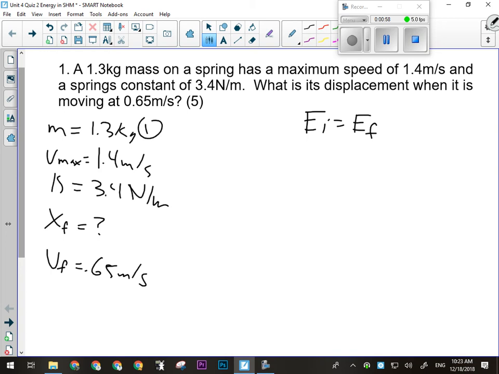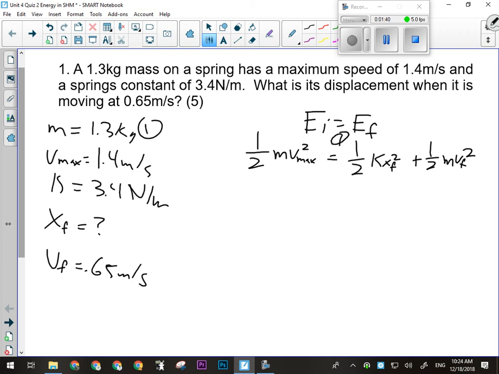We'll say that in this case, our initial energy is all kinetic because they told us the maximum speed. So we know that happens at equilibrium where x is 0. Then the other point they're talking about is a point where it has both. It has some potential, and they want us to find the displacement when it's moving at 0.65 meters per second. So that's the information I have. I need to solve for the final displacement. So we'll give them a mark if they've got that step.